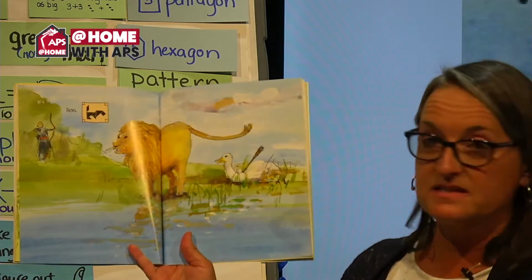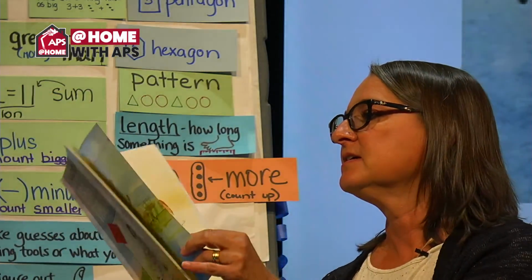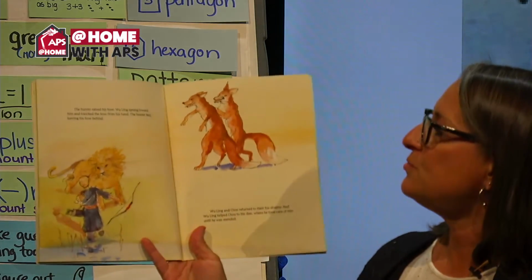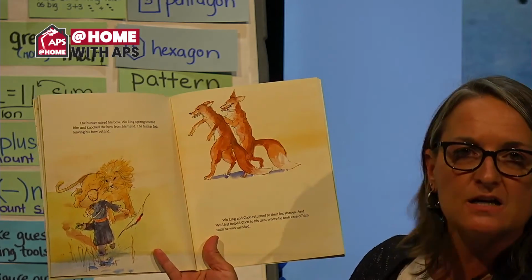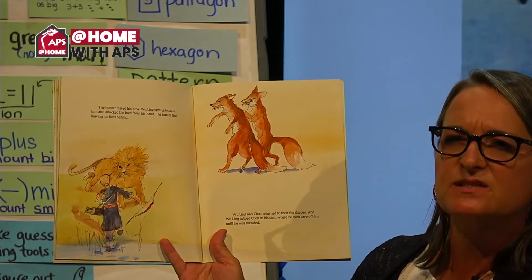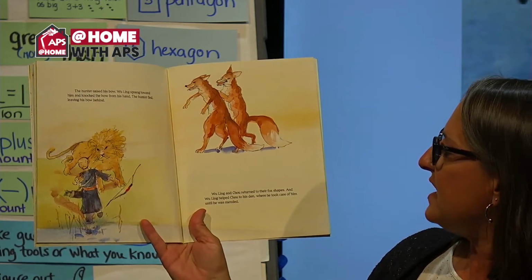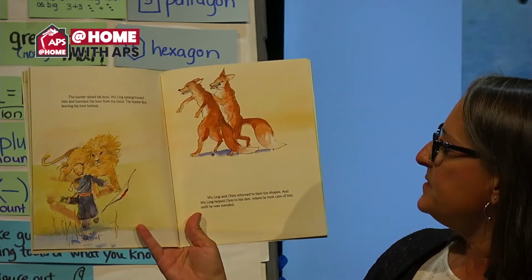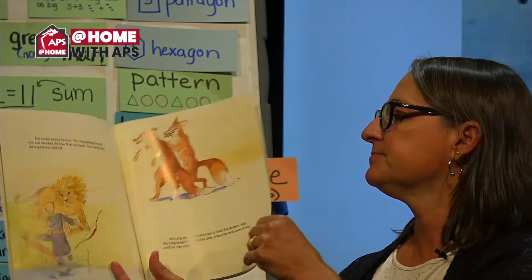A lion. I wonder why he did that. The hunter raised his bow. Wu Ling sprang toward him and knocked the bow from his hand. The hunter ran away, leaving his bow behind. Wu Ling and Chow returned to their fox shapes, and Wu Ling helped Chow to his den, where he took care of him until he was mended.